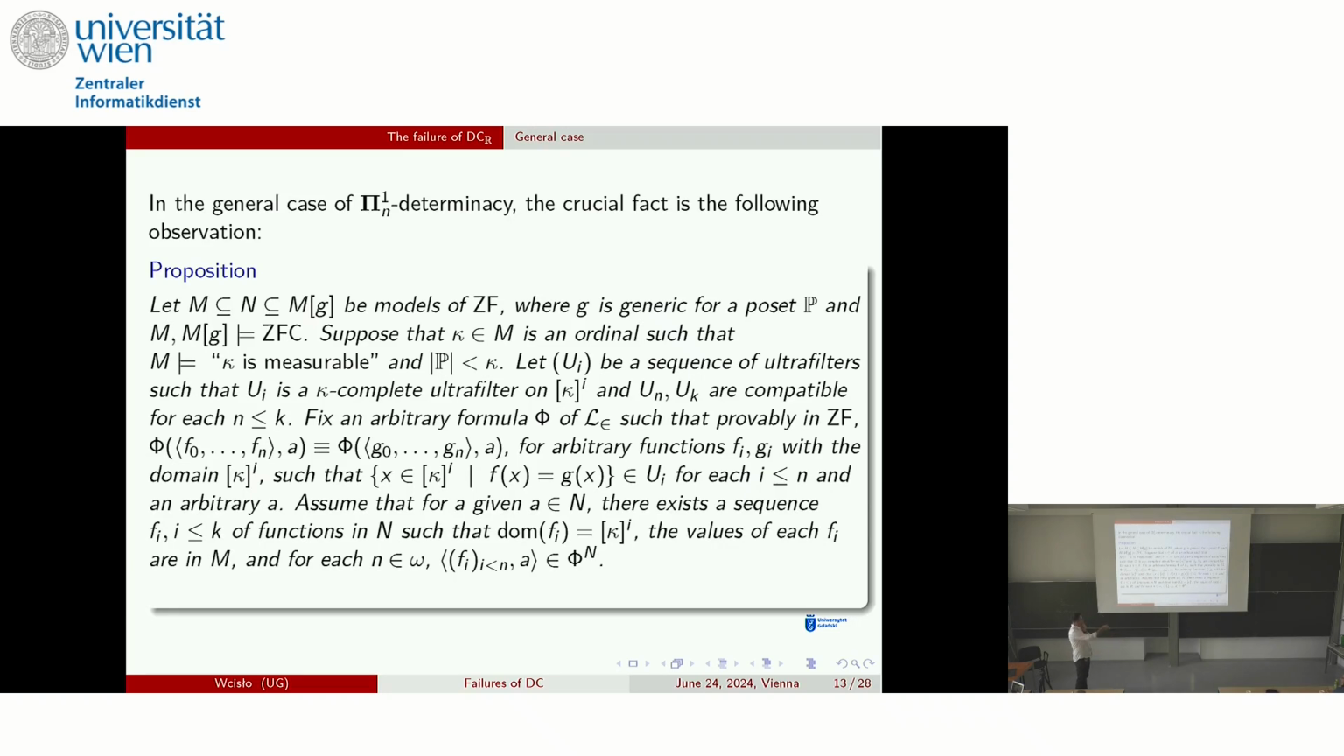And now you want to say such that the values of those functions are from M, from the ground model. Again, think of the functions in ordinals, but we're working in slightly more generality. So then you can find a sequence of functions, a whole omega sequence, equivalent to the original sequence and satisfying the same thing.